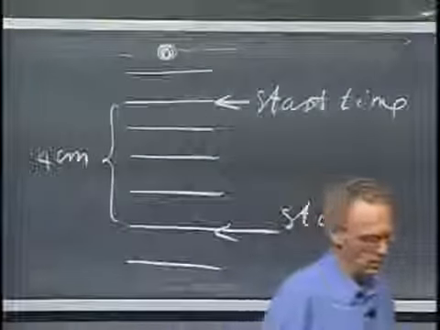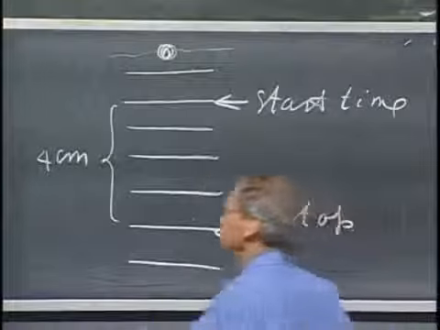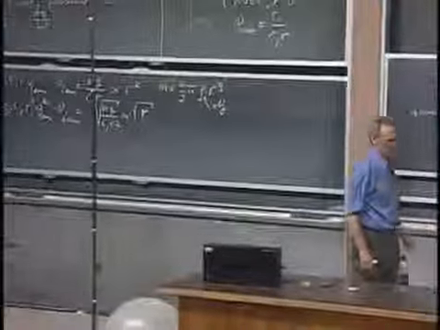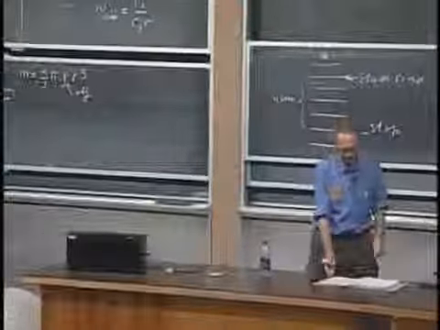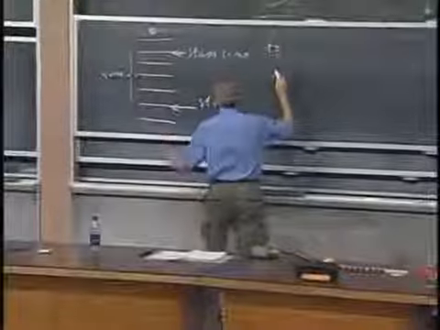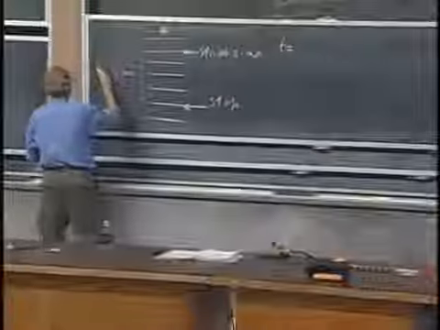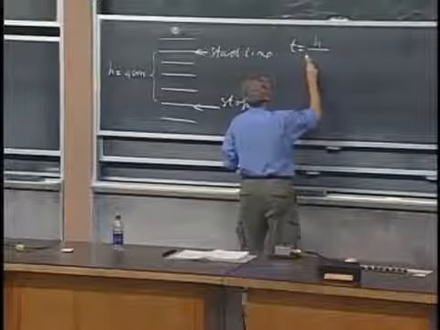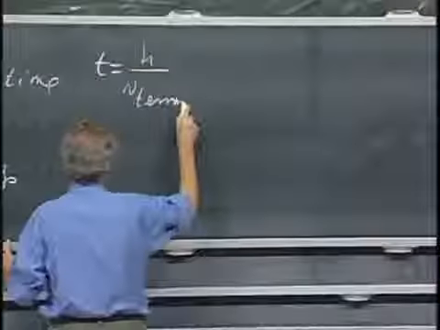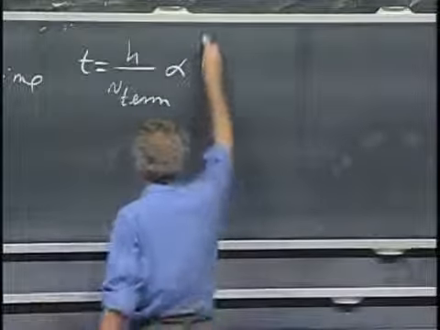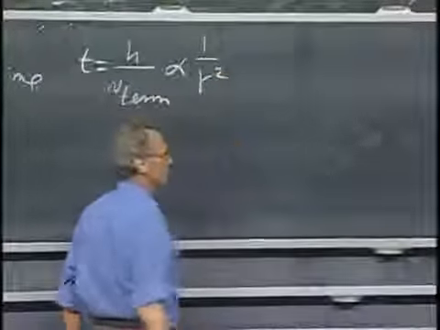And the terminal velocity is given. It's clearly regime 1, so you see the terminal velocity right there. Now the time that it will take is of course this distance, let me call it h, that the ball bearings travel, divided by the terminal velocity. And that is proportional, since you're in regime 1, to 1 over r squared.